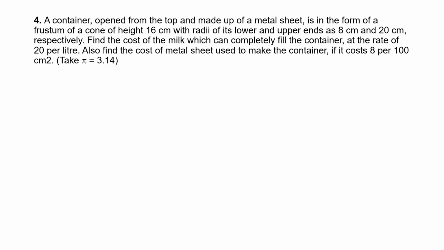Okay. So the fourth question is, a container open from the top and made up of a metal sheet is in the form of, the container is open at the top, there is no area over here, in the shape of a frustum of a cone of height 16 centimeter with radii of its lower and upper ends. The smaller end will be 8 centimeter and the upper end is 20 centimeter.